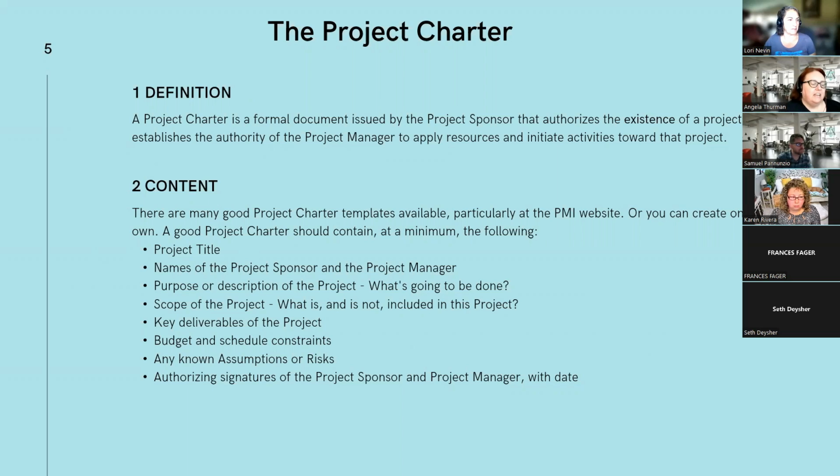So there are many templates available, particularly on the Project Management Institute website. You can find lots of different documents for a project charter. You can probably just Google project charter and find lots of different templates. You can also just create one of your own. And based on the type of project that you're initiating, they'll have different content. Lots of companies have their own project charter template, but a good project charter will have at a minimum the following.